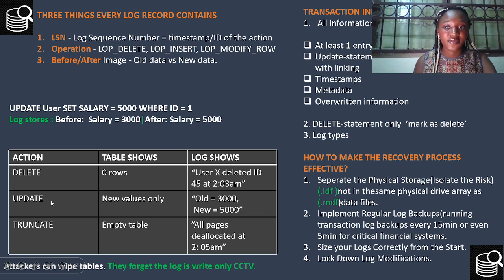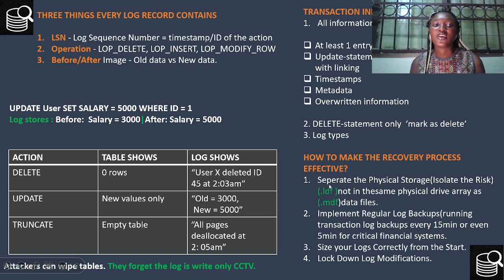Now, for the update function, for example, it shows you the new value that is there. But in the back end, you're going to see the old value and also the new value. Truncation is just emptying the table, like deallocating pages. We saw that a database saves data on pages, 8 kilobytes generally. So the table is going to be completely empty, but the logs are going to show that the pages were deallocated, and they show you the time in which the event occurred. But this is the general user interface, and this is the back end interface.